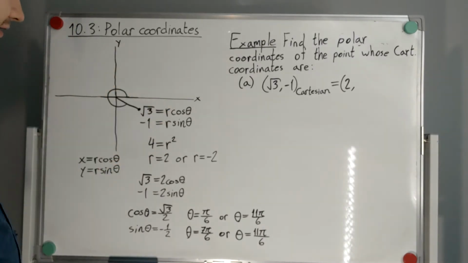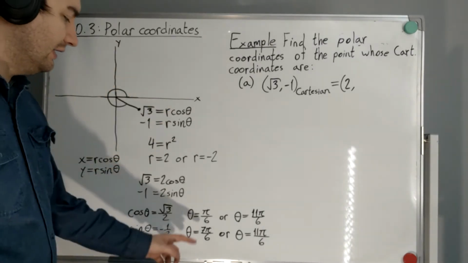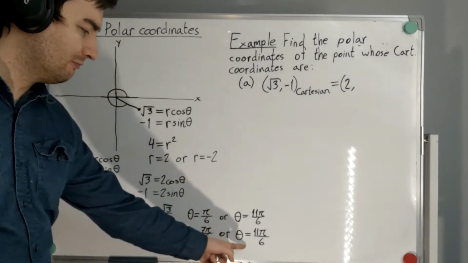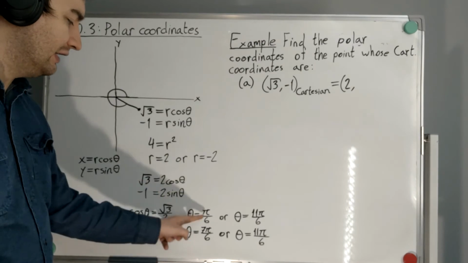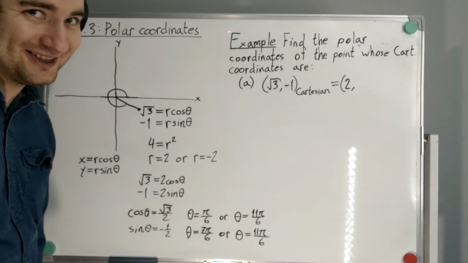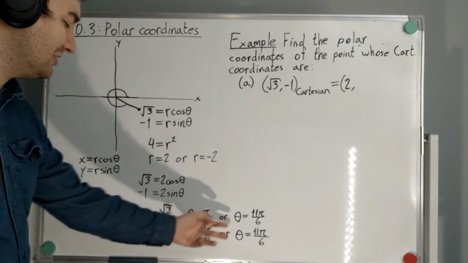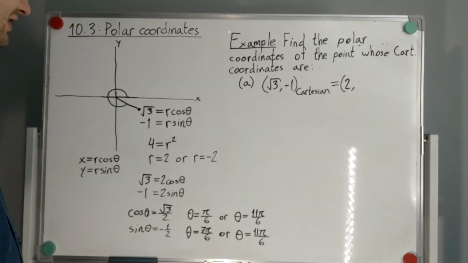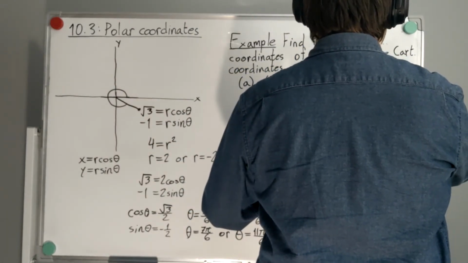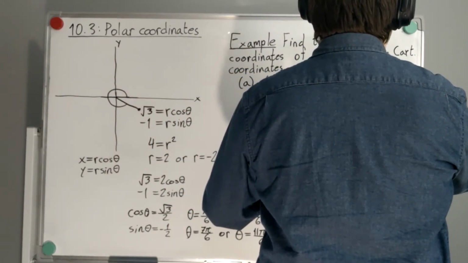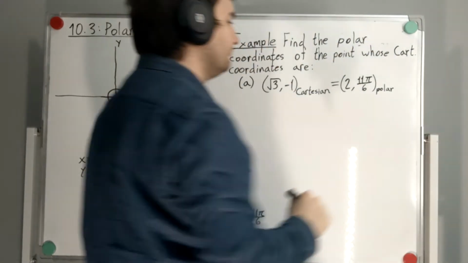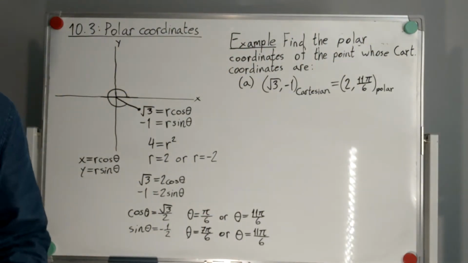All right, so obviously, if it's pi over 6, then it can't be one of these two. And if it's 7 pi over 6, then it can't be one of these two. So that means it has to be 11 pi over 6. That's the only solution that satisfies both equations. Okay, so 11 pi over 6 is at least one polar angle that could represent this point.